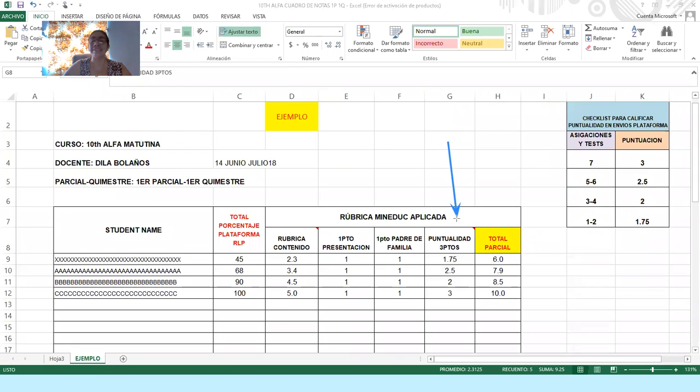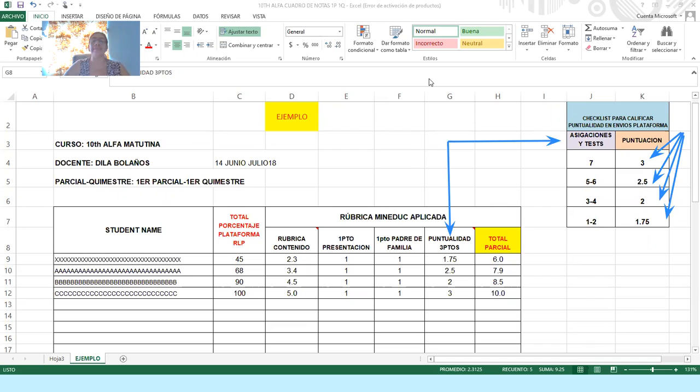Vaya tomando nota si desea. Estamos hablando de este casillero que dice puntualidad 3 puntos, que tiene que ver con estas asignaciones y este puntaje del cual estamos hablando. ¿Ok? ¿Estamos hasta ahí? ¿Sí o no? Si no escucho a nadie, doy por entendido que todos han entendido.